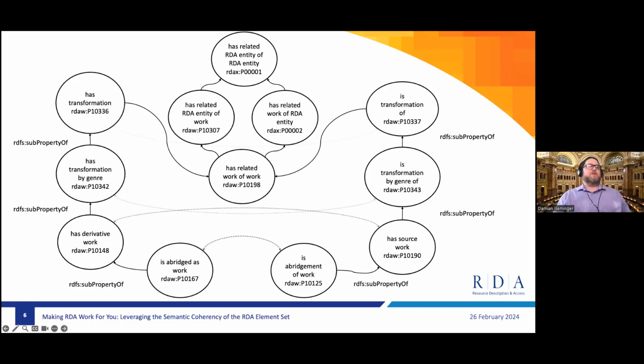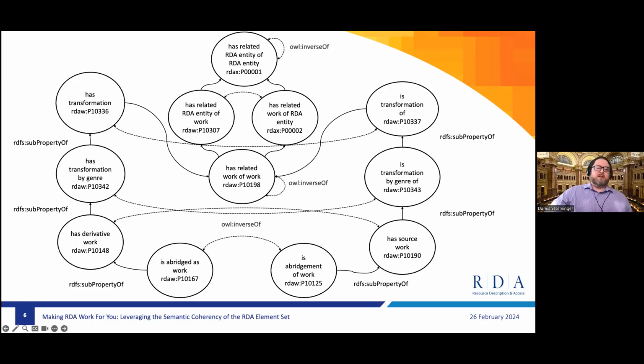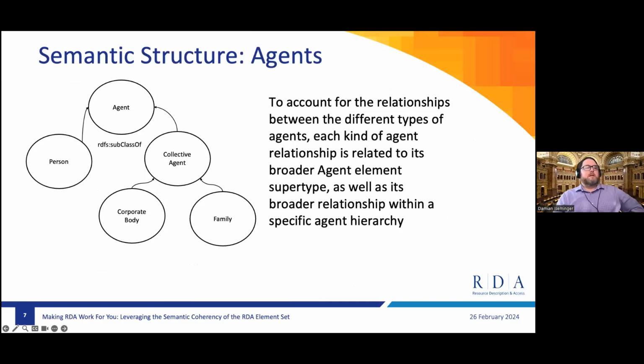And then finally, just for completion's sake, each of the inverses are connected to one another using the OWL inverseOf property in RDA Reference. And that just fills out the whole. So that's just a broad overview of how all of the elements in RDA are structured. Now let's talk about the agents.